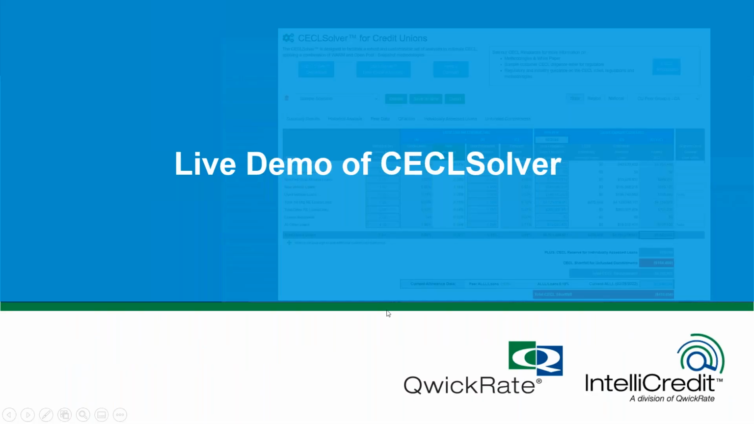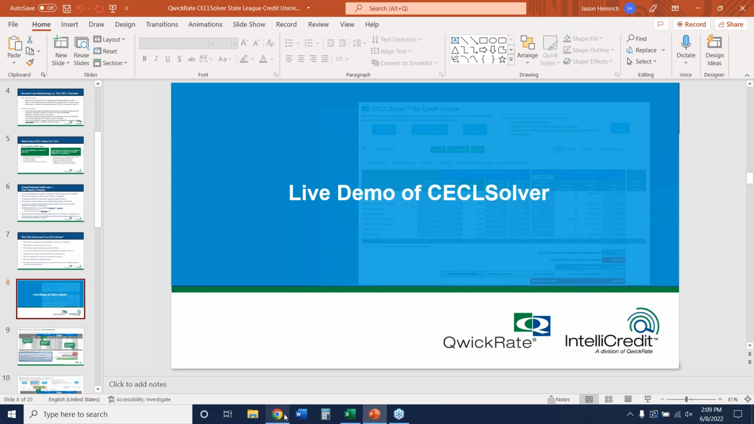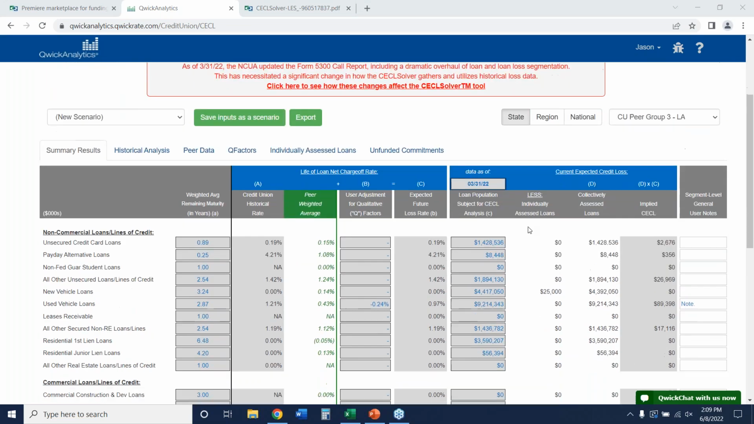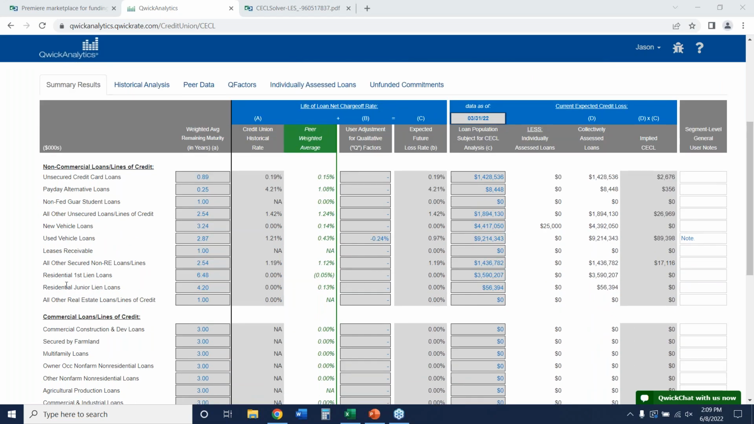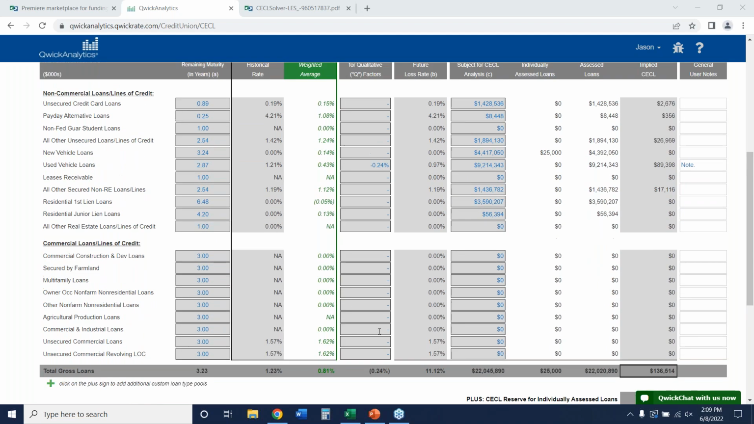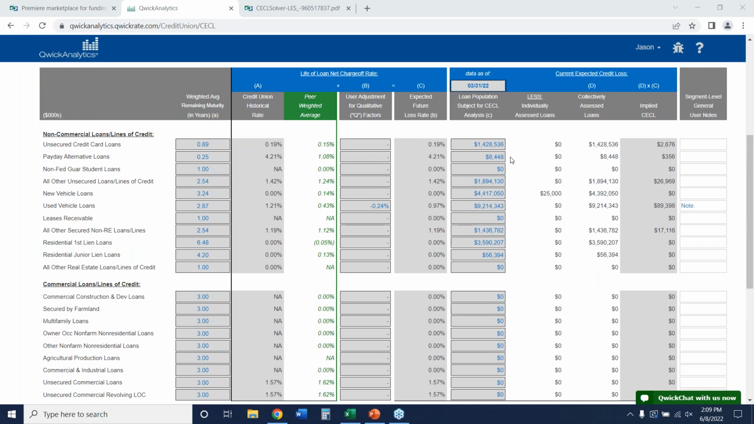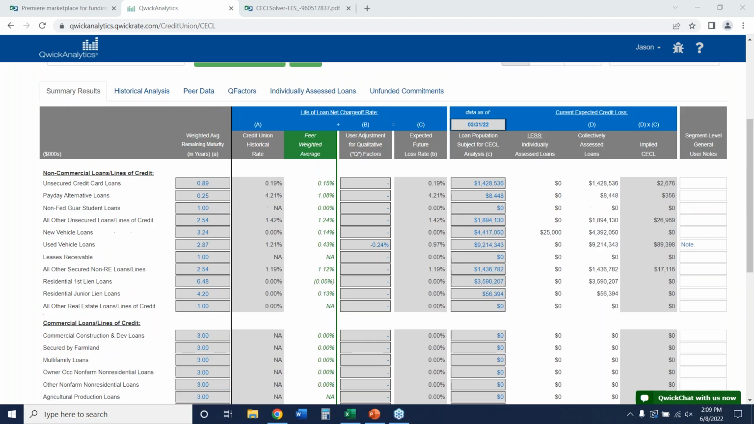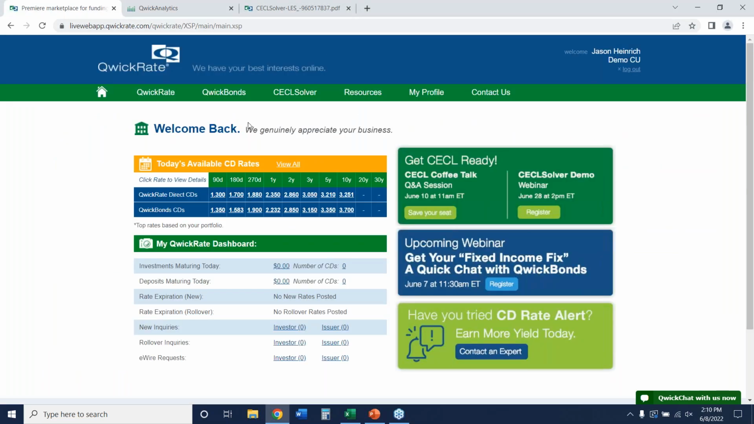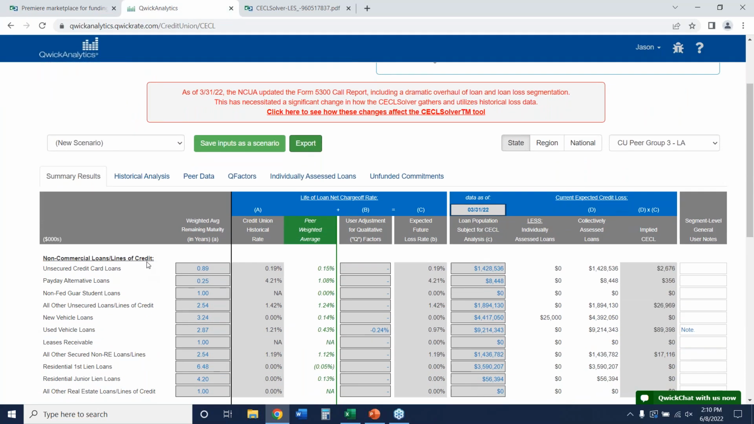And let me switch screens really quick. All right. There we go. Now, this is the live demo. This is a Louisiana credit union, I believe a little over 40 million in asset size, but it's pretty traditional, with about 22 million in overall loans as of the end of Q1. So this is the tool. It's all completely interactive. It all lives on QwickRate, so it's all cloud-based. You log into QwickRate, access CECLSolver here, and it takes you into the tool right here.